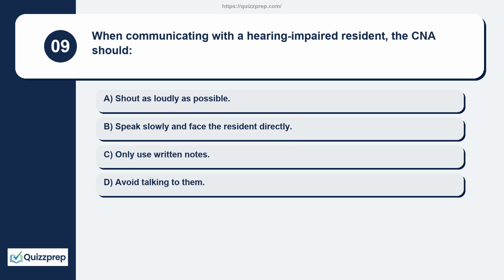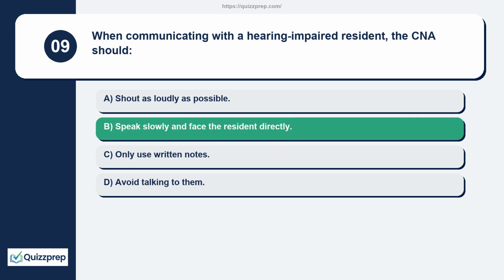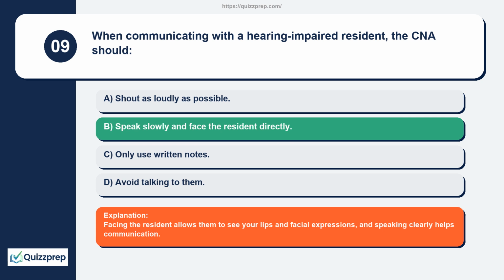Question 9. When communicating with a hearing-impaired resident, the CNA should: shout as loudly as possible. Speak slowly and face the resident directly. Only use written notes. Avoid talking to them. Facing the resident allows them to see your lips and facial expressions, and speaking clearly helps communication.